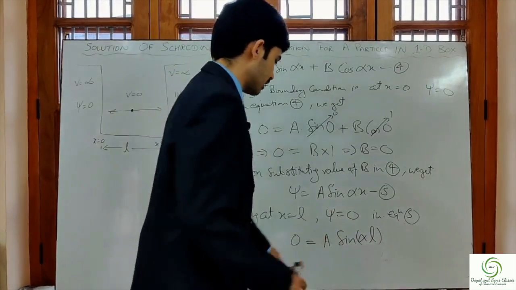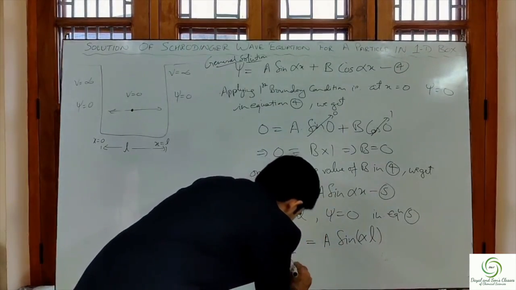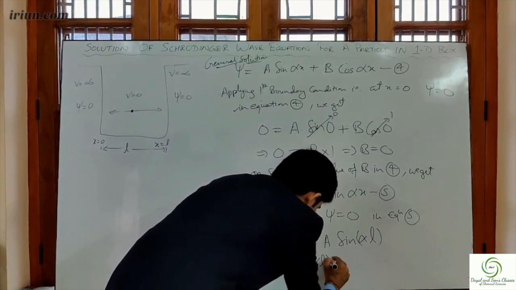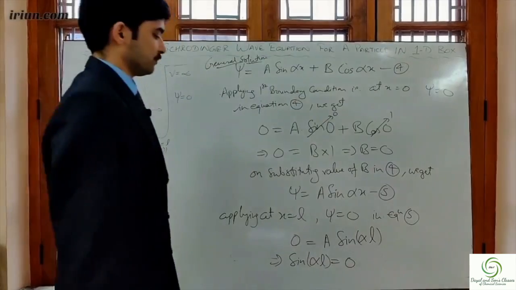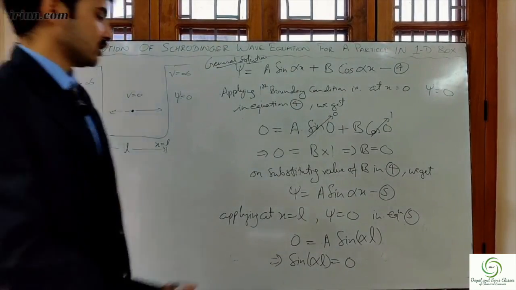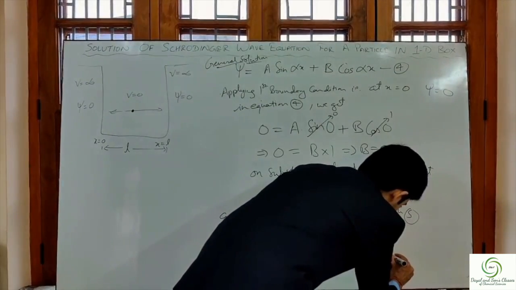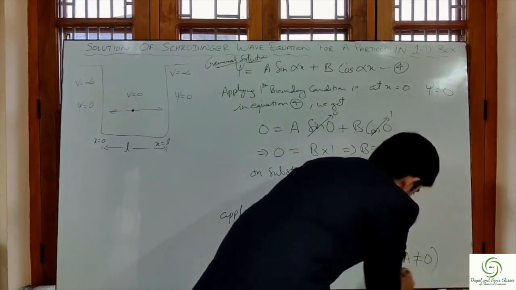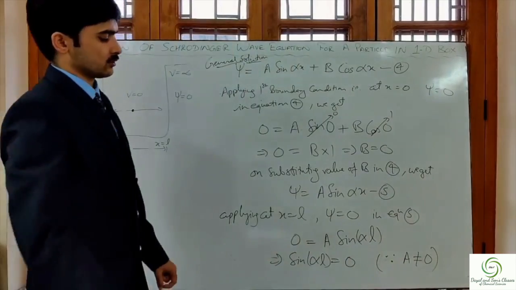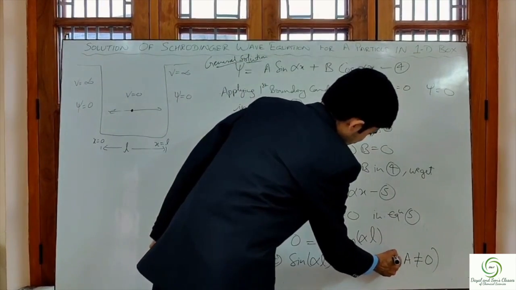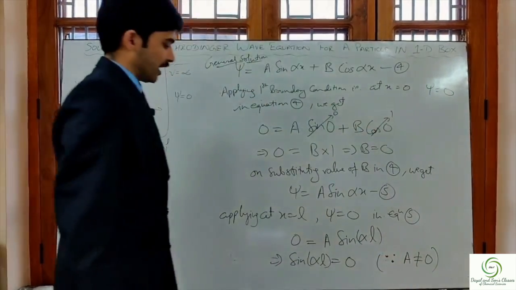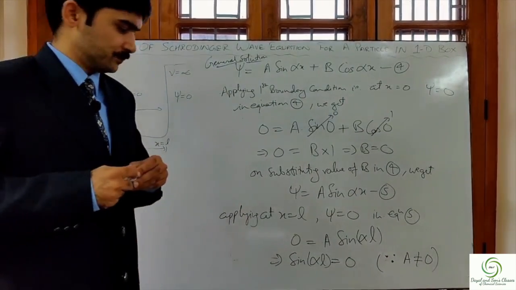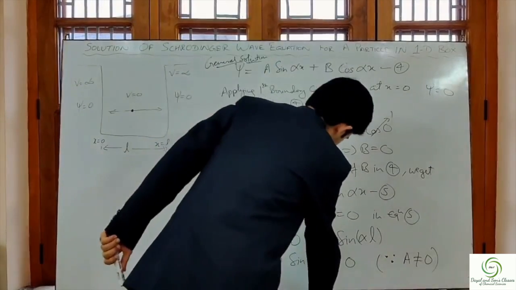So from here what can I get? This implies sine alpha L is equal to 0. Why? Since A is not equal to 0. Why are we saying sine alpha L is equal to 0? Because A is not 0. Now what happens?